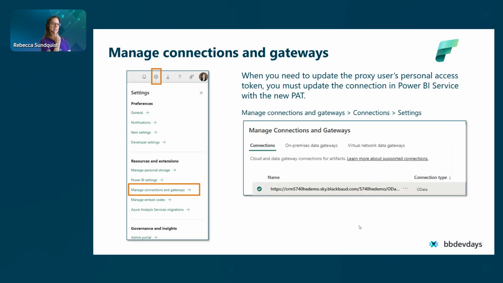Now, what happens in 365 days when your personal access token expires? I know that you don't want to have to go through every semantic model and update that connection. It's not necessary. In the Power BI service or Fabric, you'll find the settings wheel where you can manage connections and gateways. And under your connections, you'll find your OData connection. And the 3 dots there will let you get to the settings on that connection and update your basic authentication credentials.